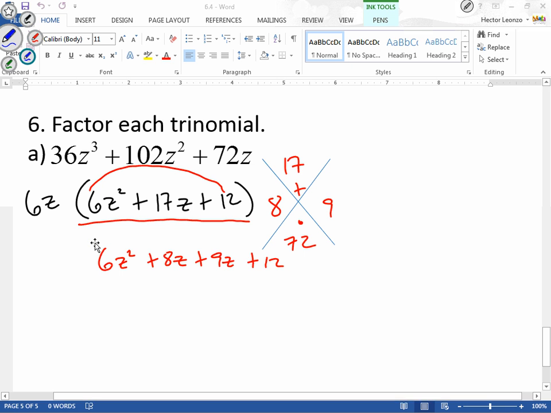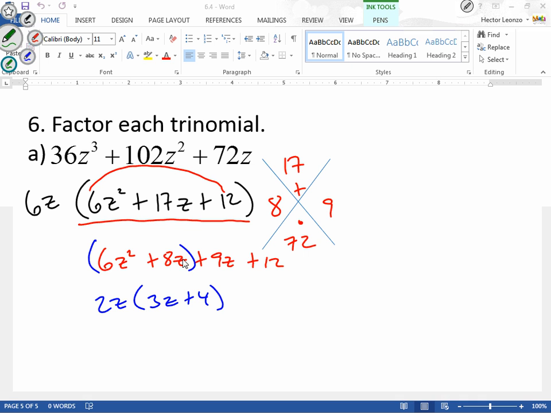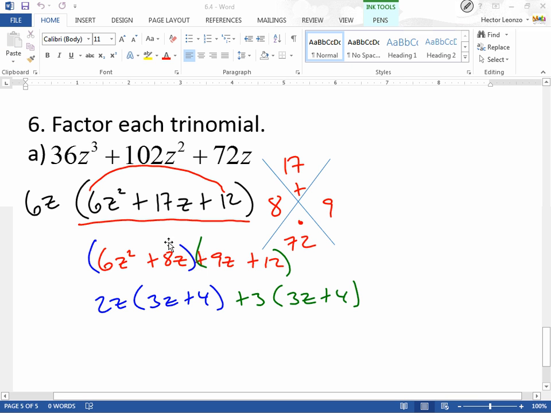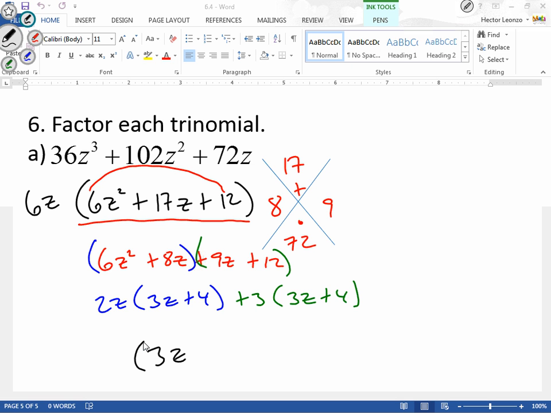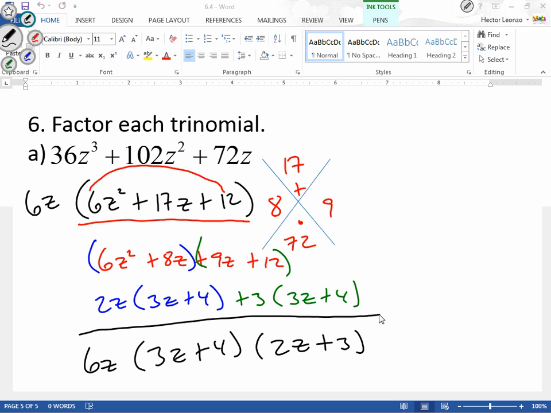Looking at the first two terms, I'm going to factor 2z out, so I have 3z plus 4. Looking at the other terms, let me factor a positive 3 out, so I'm going to have 3z plus 4. Okay, so now my factors of this are 3z plus 4 and 2z plus 3. But on my answer, do not forget the greatest common factor we took out from the beginning, the 6z. All right, good luck.